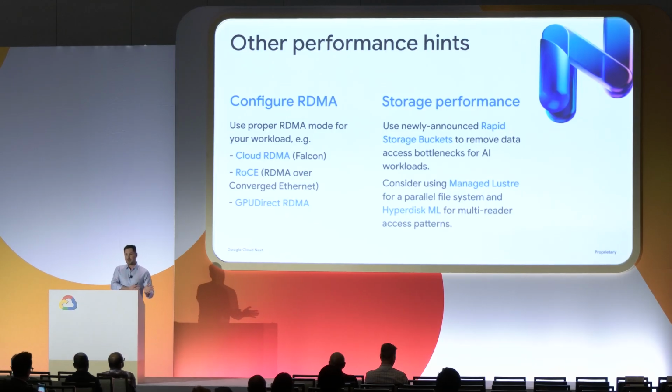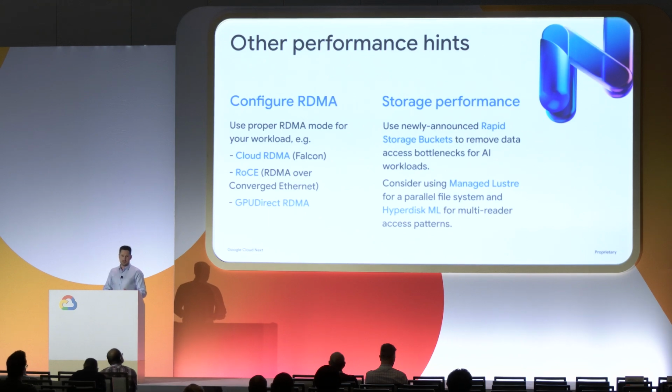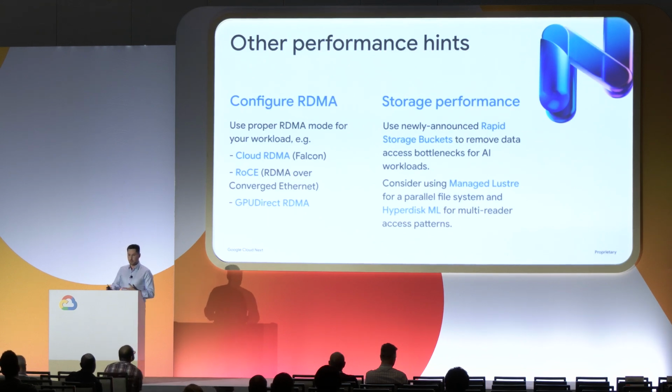So it's another great example of where deep understanding of your use case and your requirements drives resource configurations and particular choices of technologies. Last but not least, from a performance perspective, is storage. We just announced rapid storage buckets that improve bandwidth in accessing objects from storage buckets for AI/ML workloads.